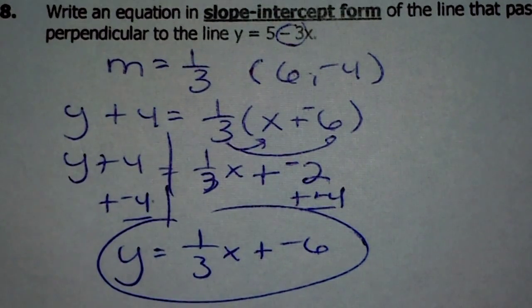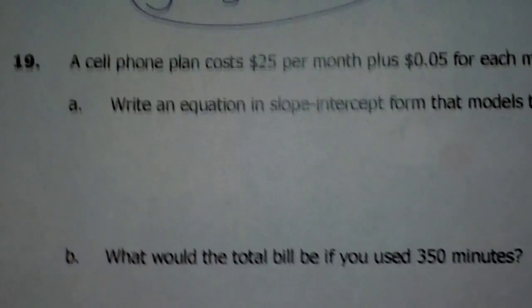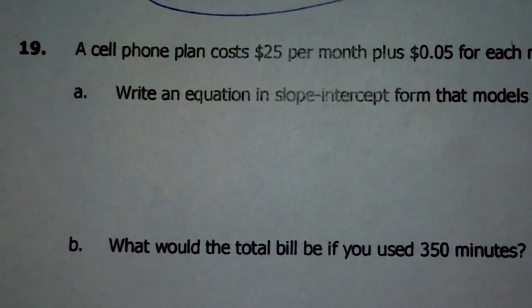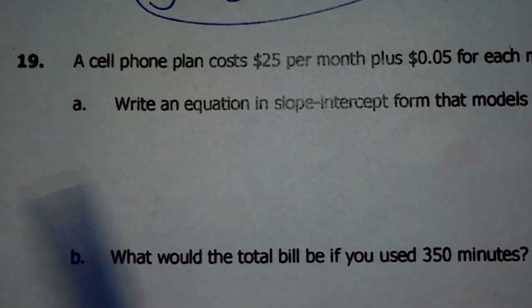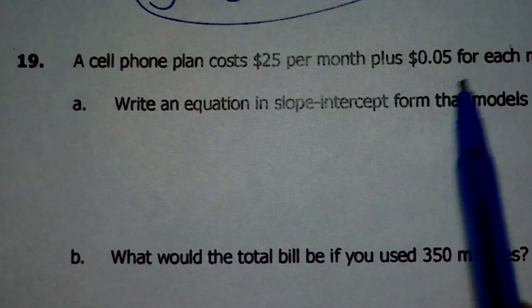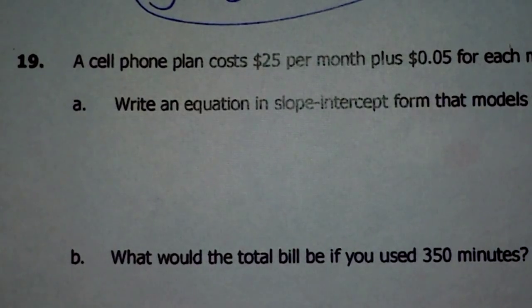All right, now on to the math stories. Saving the best for last. I know, everybody sees all the words and like, yes, I love story problems. Anyway, a cell phone plan costs $25 per month plus 5 cents for each minute used.